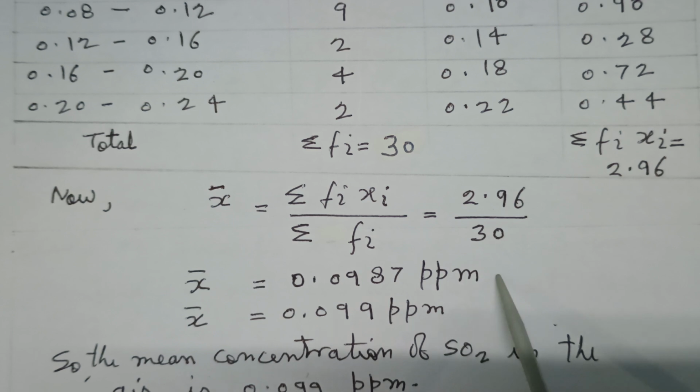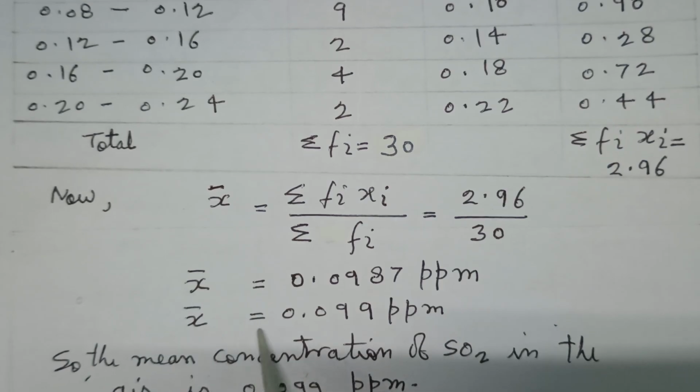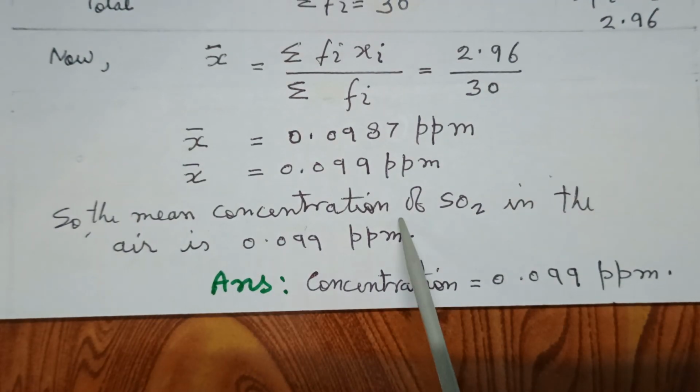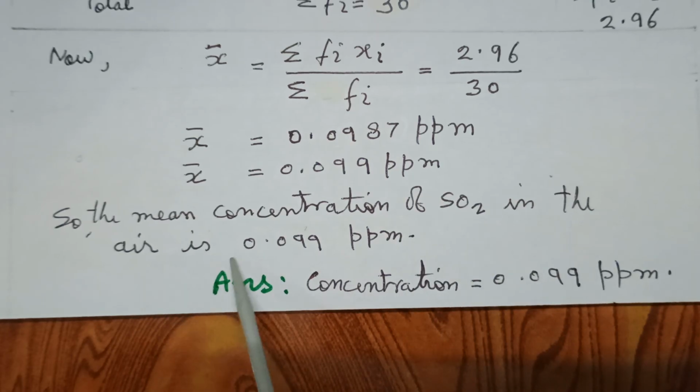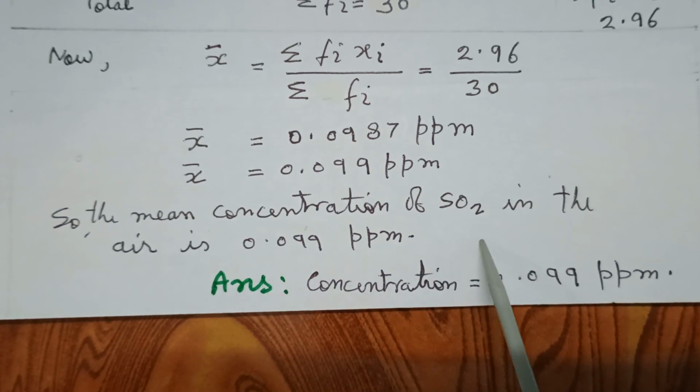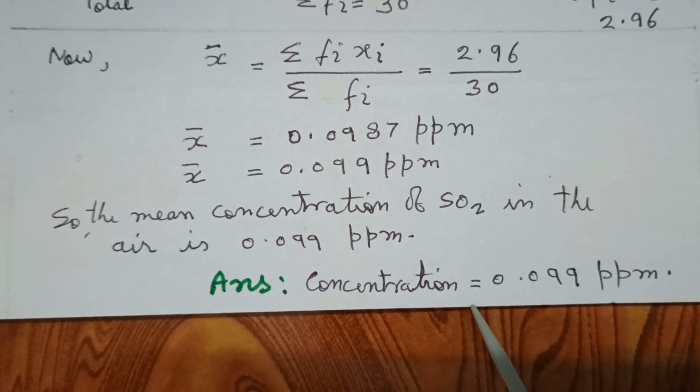So how will we round up? If the digit at this place is 5 or more, then we increase the previous digit by 1. So x bar is equal to 0.099 ppm. So the mean concentration of SO2 in the air is 0.099 ppm. Answer: the mean concentration of SO2 in the air is equal to 0.099 ppm.